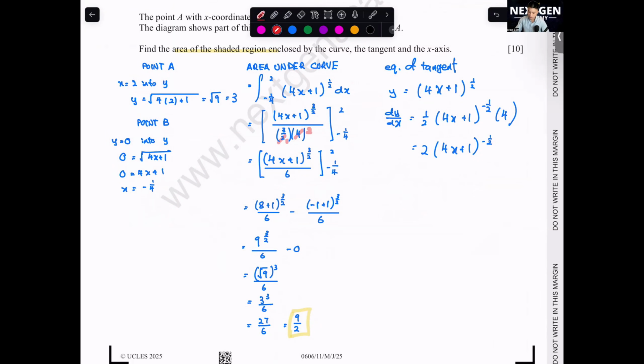We are going to substitute because the value we are choosing is from the point A. Point A is (2, 3). So we substitute 2 into dy over dx. dy over dx equals 2 times (4 times 2 plus 1) to the power of negative 1 over 2. This will be 9 to the power of negative 1 over 2. 2 times 1 over square root of 9, which is 2 times 1 over 3, 2 over 3.